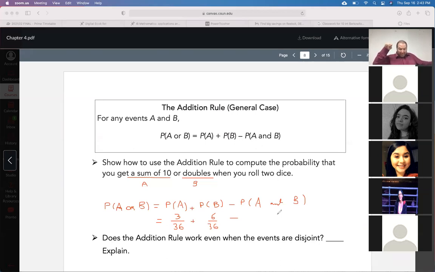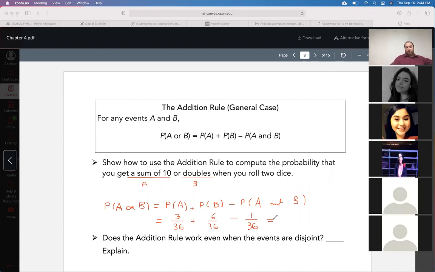What's the likelihood of that happening? How likely is it that I get a doubles and I get a 10? 1 out of 36. For a total answer of 8 out of 36. Which reduces to what? 2 over 9.